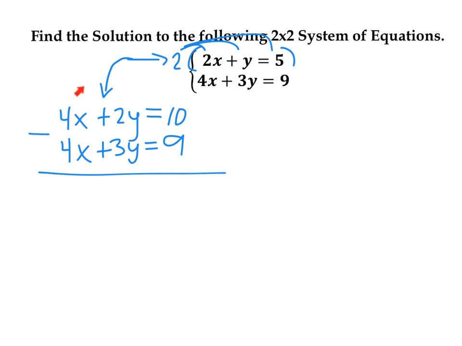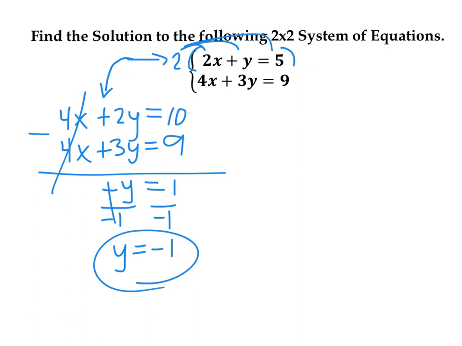And then I'm going to do my math vertically. Okay, I'm going to bring the numbers down. I'm going to combine the equations into just one equation. So 4x minus 4x cancels out to 0. 2y minus 3y is negative y. 10 minus 9 equals 1. So to solve for y, we want to divide by negative 1 on both sides. And we're left with y equals negative 1.